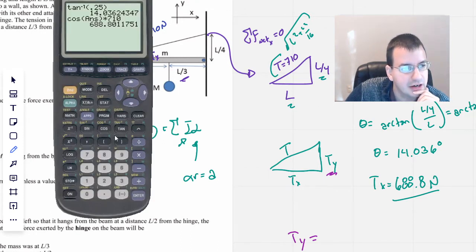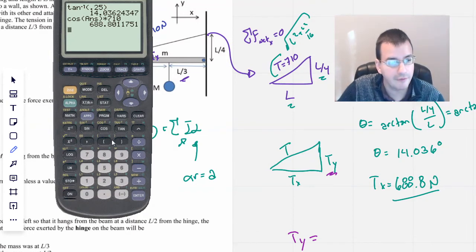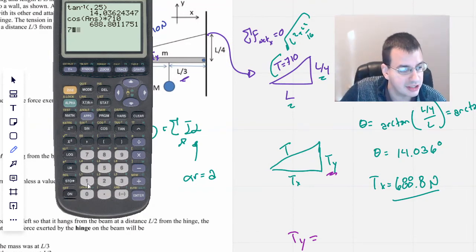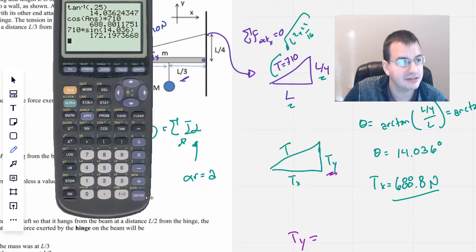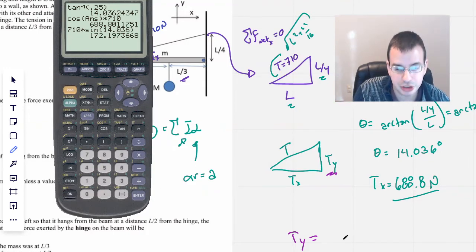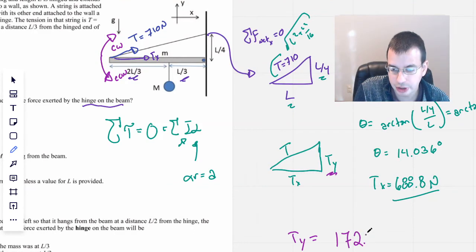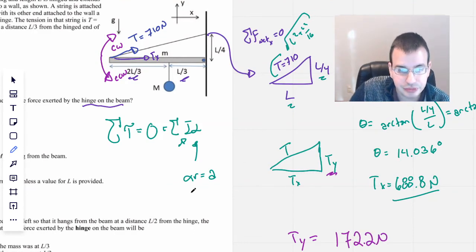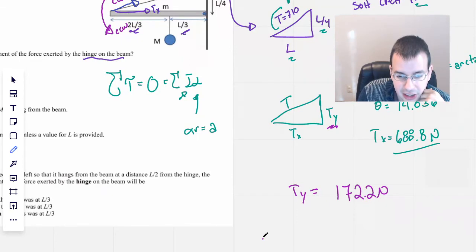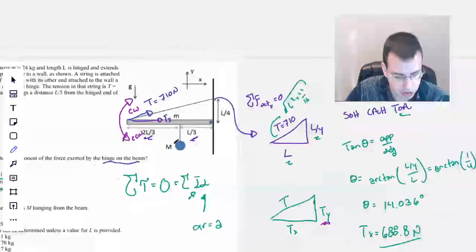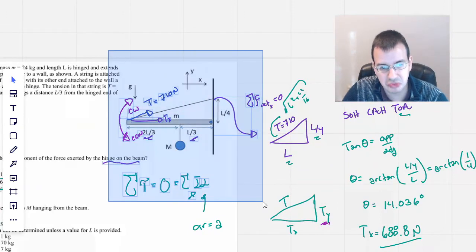Let's see here. Can I go back up? Is there a way to do that? I should be able to, I'm not going to. Okay, so we'll do 710 times sine of 14.036. That gives us a small number, 172.2 newtons. So we'll look at torque, and I'm going to start with the clockwise direction, not for any real reason, other than that's just what I want to do.